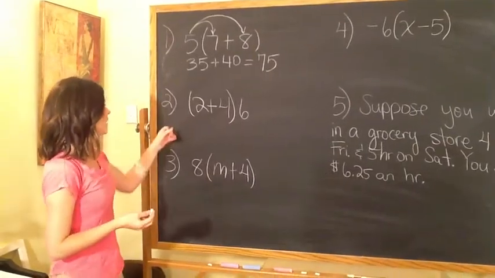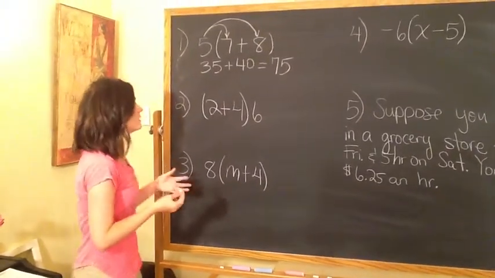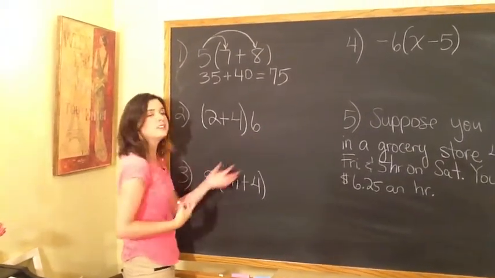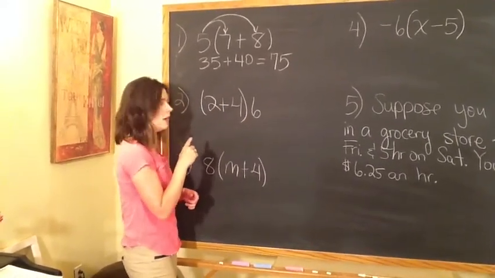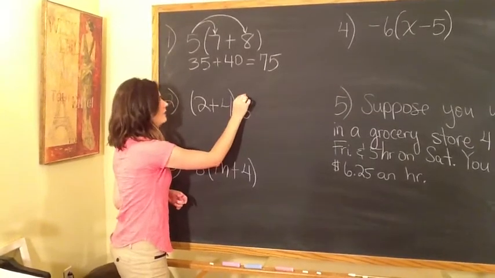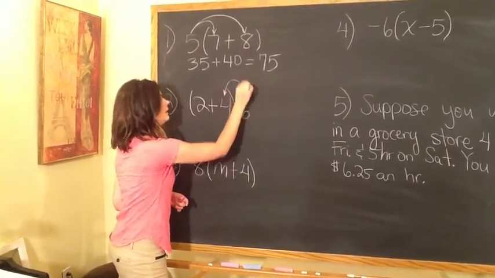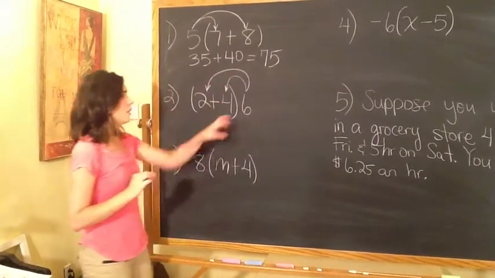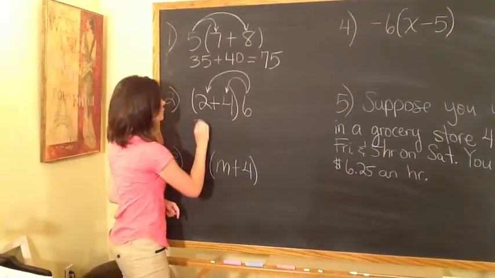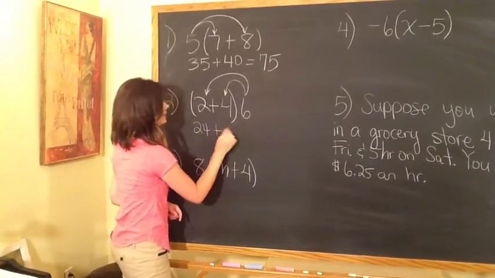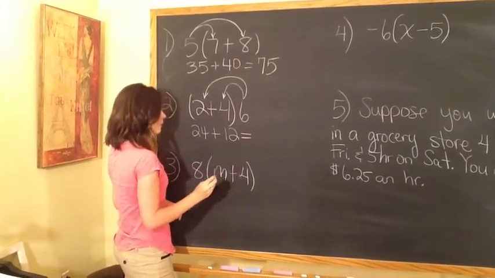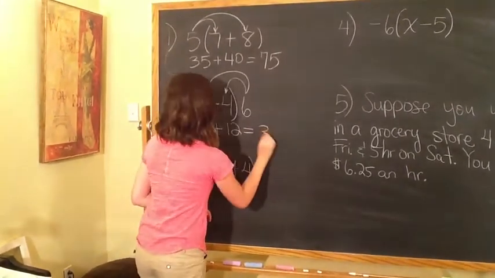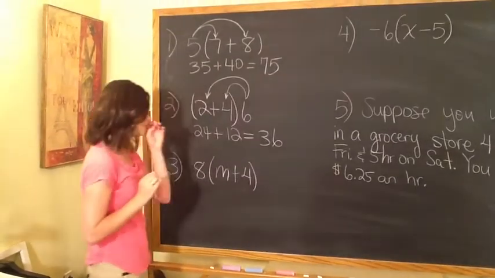Alright, let's go ahead and solve example number 2. In this example, our 6 is over here, but we're still multiplying 6 times everything that's inside of this parentheses. So we're going to go ahead and distribute the 6 to the 4 and distribute it to the 2. So 6 times 4, which gives us 24, plus 6 times 2, which gives us 12. And when we add it up, we are going to get 36.